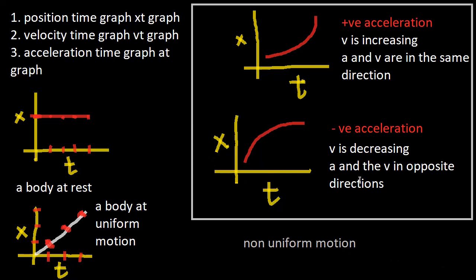So these are the 4 types of xt graphs that we often come across. We shall take a look at the next kind of graph, that is the velocity time graph.